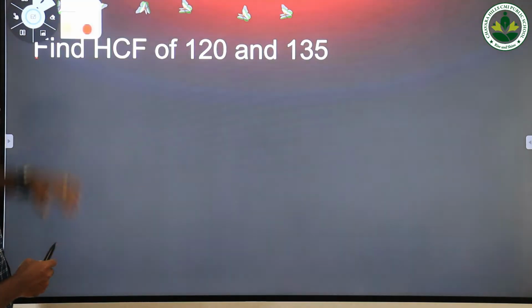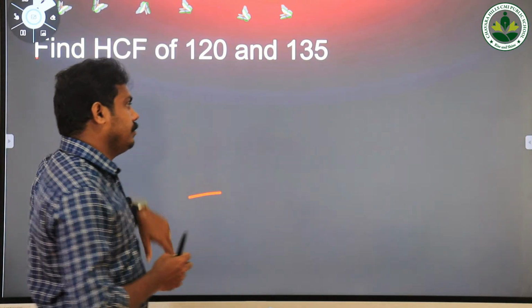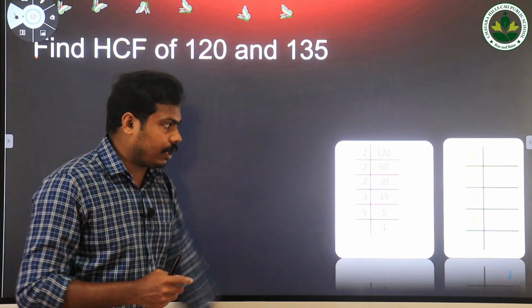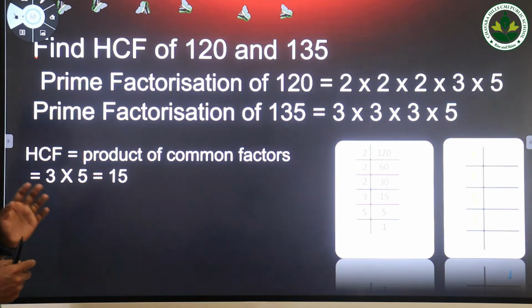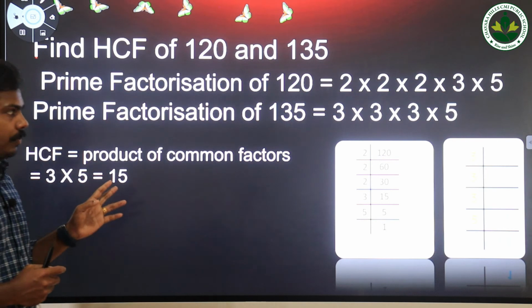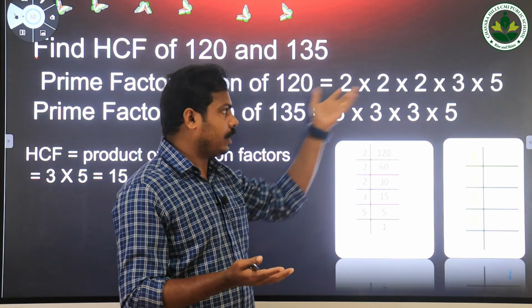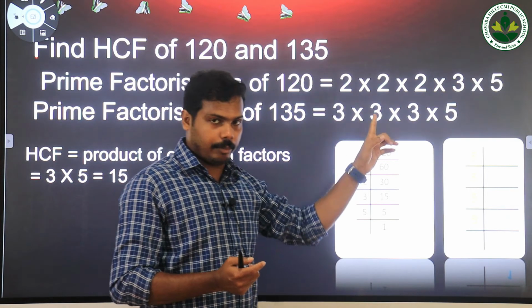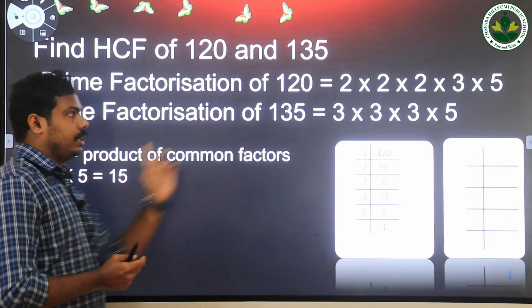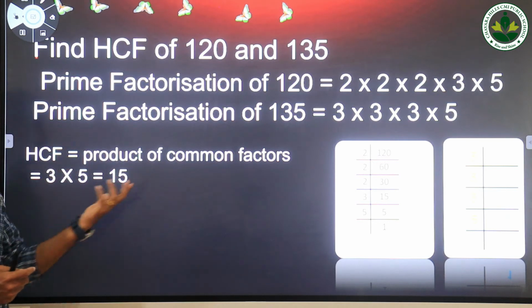Okay, next one, we need to find the HCF of 120 and 135. We already found it. First we need to write the prime factorization of the numbers. The prime factorization of 120 is 2 into 2 into 2 into 3 into 5, and the prime factorization of 135 is 3 into 3 into 3 into 5. The product of common factors means: in the first number we can see 2, but in the second number there is no 2, so we can't take 2. Then here we can see 3, take one 3 from here, and from the 5s take one 5. Then find the product. 3 into 5 is 15.